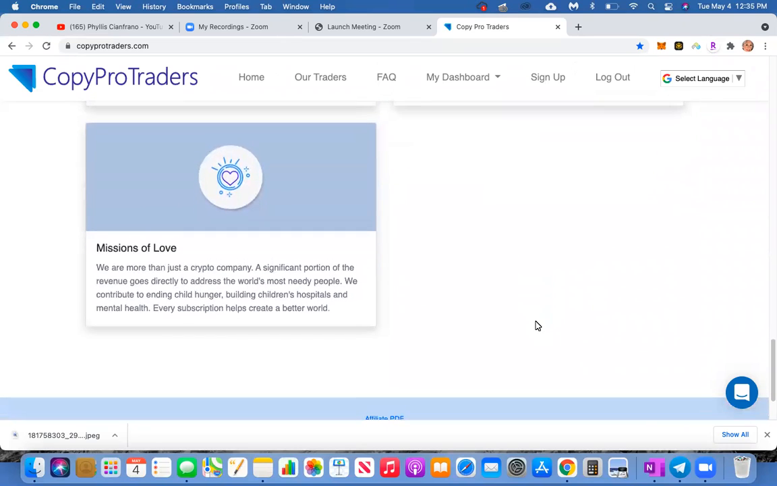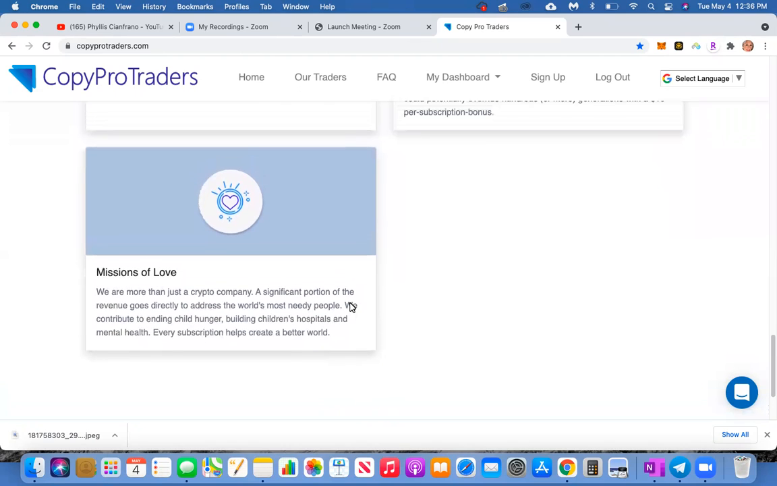But the beauty of this, what I love, is what they do for humanity. It says here, "mission of love." They're not just a crypto company. A significant portion of the revenue goes to address the world's most needy people. We contribute to ending hunger, building children's hospitals, and mental health, and every subscription pretty much helps that. That really resonated with me.